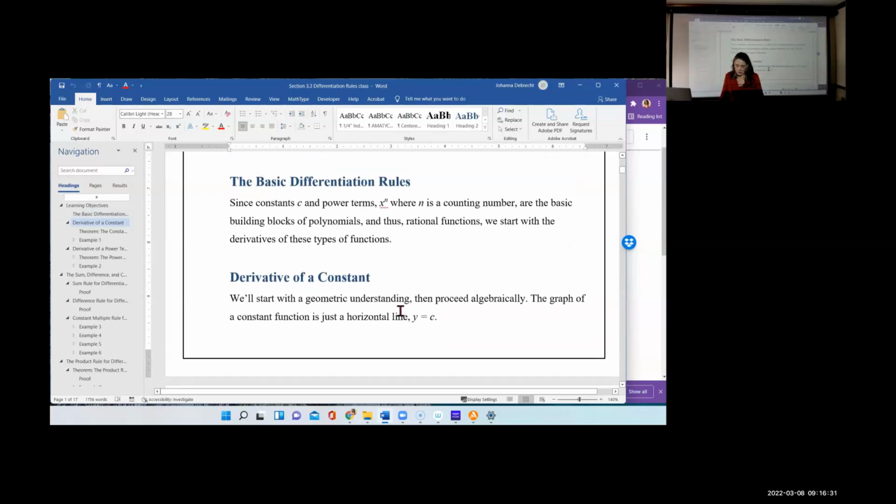All right. So the basic differentiation rules, the building blocks of finding the derivatives, are constant c and power terms x to the n. So we start with these basic types of functions, and then we build the rest of the rules from them. We're going to start with the geometric understanding, and then we'll go algebraically, which is what we've been doing most of the semester. Remember that when you have a horizontal line, it has the equation of y equals c.